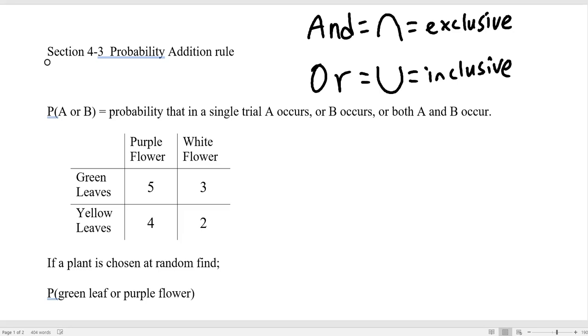If I said how many people in here are male or wearing pants, well then who could raise their hands? Any males or anyone wearing pants, no matter what the gender. So "or" is more inclusive.